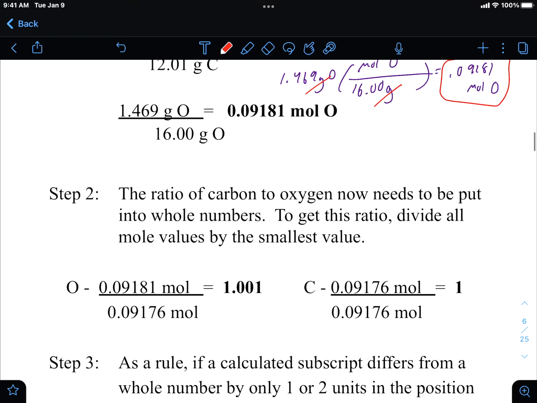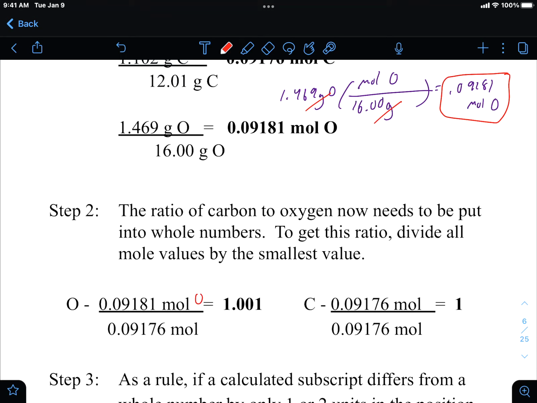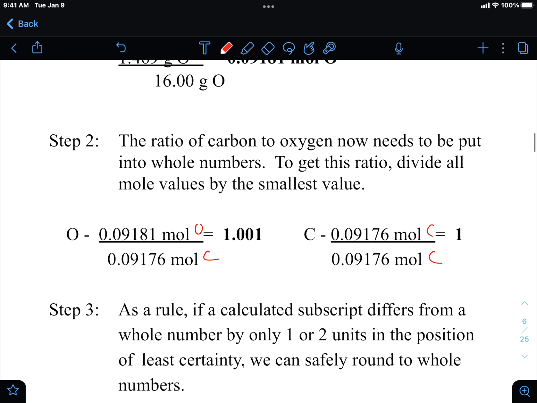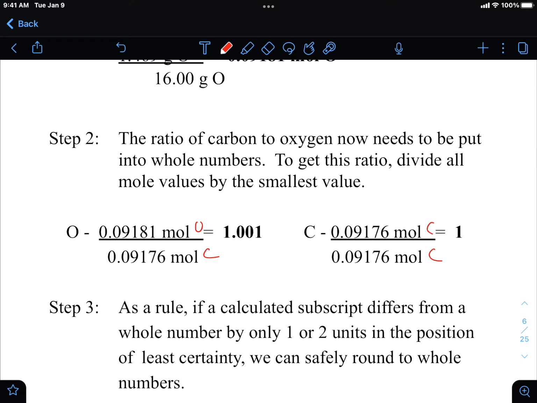And that's shown here. So 0.09181 moles of oxygen divided by 0.09176 moles of carbon. And that number turns out to be essentially 1.001. And the carbon, of course, the number of moles of carbon divided by itself is going to be 1. So essentially what I have here is two numbers that are the same. They're both 1. And that's totally fine because that can happen.